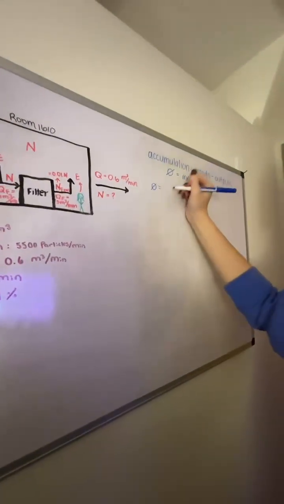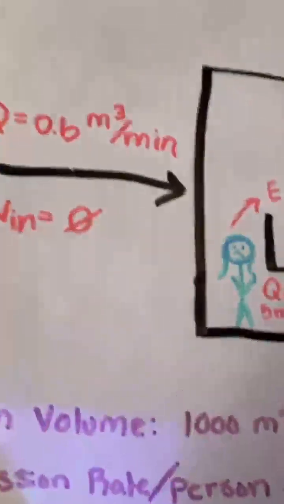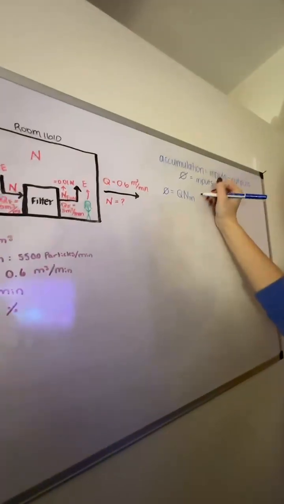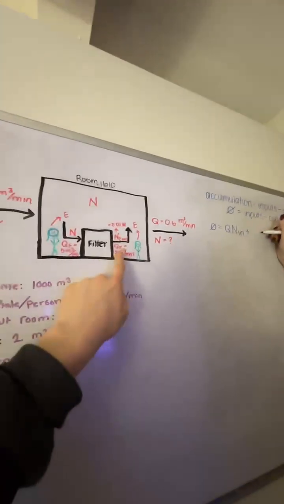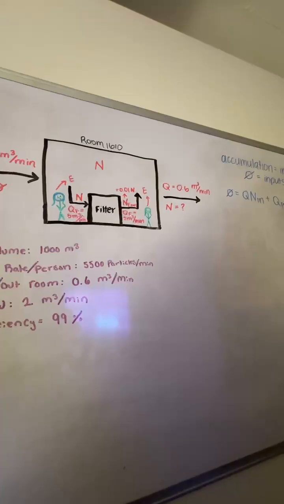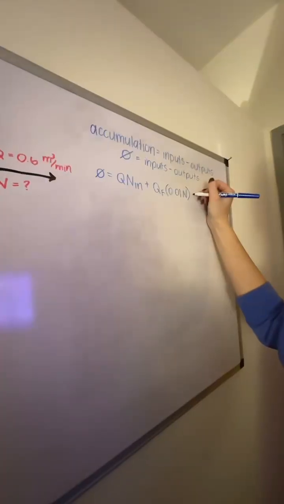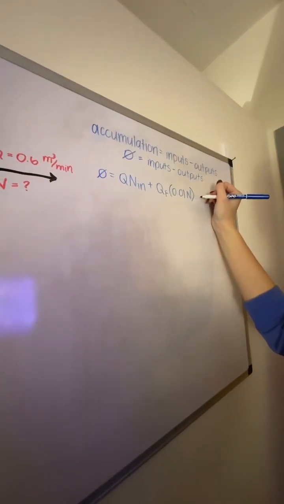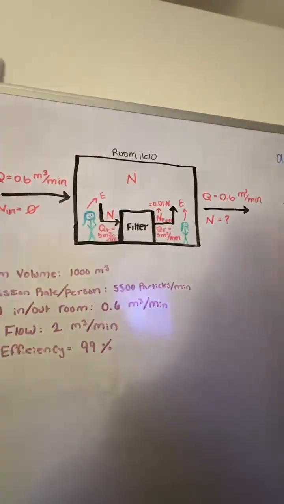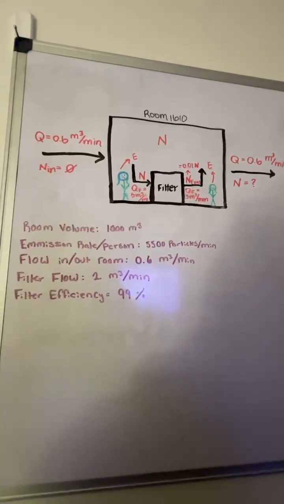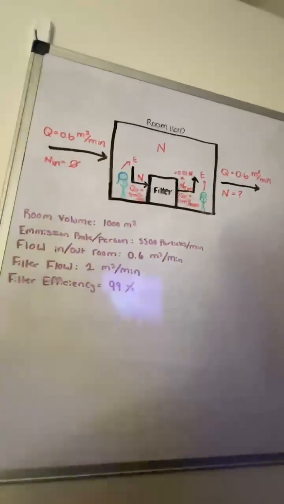Okay, we're going to start with our inputs. Our first input comes from this flow and this concentration in. Okay, and then our other input into the room, it's a little tricky with the filter, but it's actually going to be this flow right here because that's what's going into the room. So that's QF and then our 0.01 times N. And then our other input is the emissions. So we're going to do 2 times the emission rate because our emission rate is per person and we have 2 people.